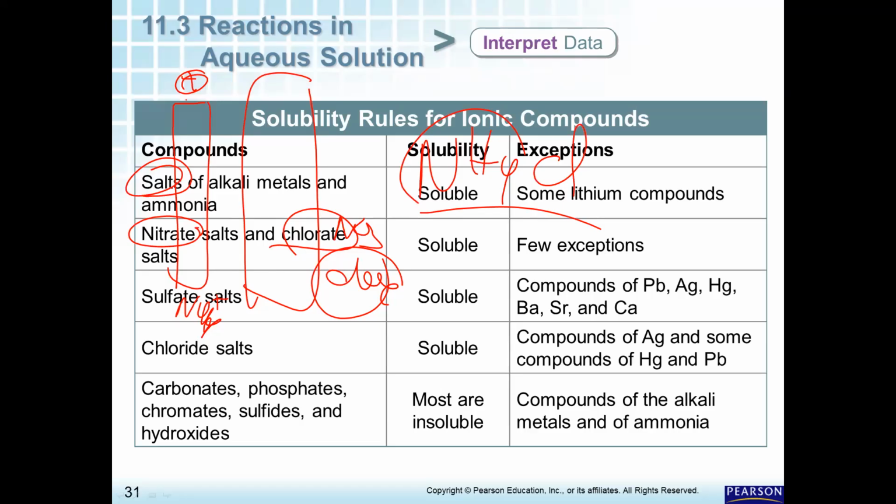Okay, sulfates, the SO4 compounds, regardless of what is here, are soluble, but there are exceptions. These you have to memorize. Lead sulfate, silver sulfate, mercury sulfate, barium, strontium, and calcium sulfate are precipitates. The rest of them are soluble.